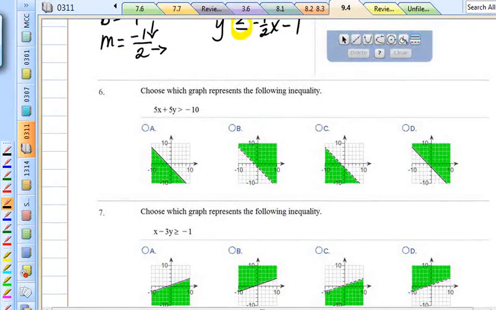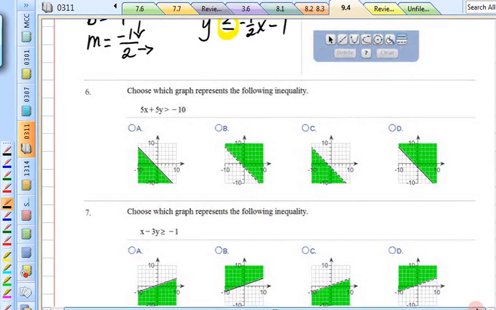6 and 7 are multiple choice questions. If I were you and working on those, I would graph the inequality or get all the information on my paper, and then simply look at these. Now, it looks as if they all have the same line. But some of the choices have dotted lines and some of them have solid. Some of them have shaded below and some of them have shaded above.